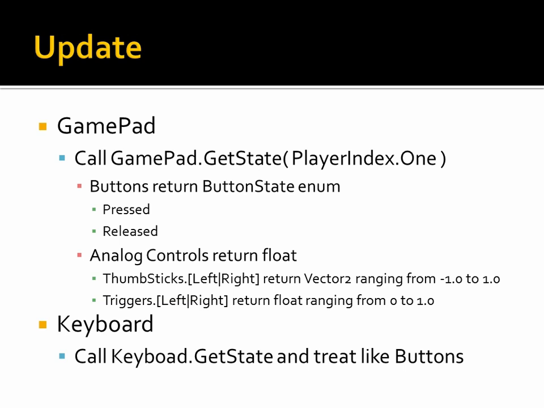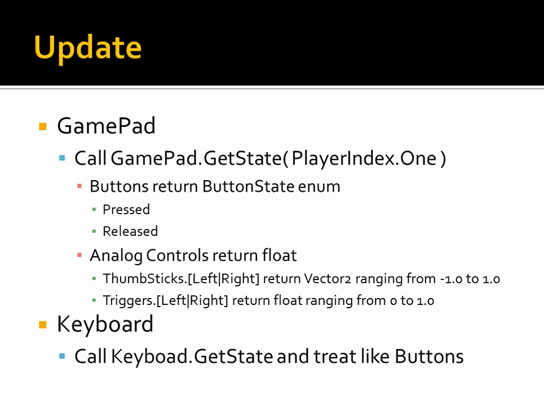So you can call thumbstick left, right, and you'll get a Vector2, which will tell you the XY position from -1 to 1. If you're doing a trigger left or right, you get a value from 0 to 1. So it's either completely up, completely down, or somewhere in between.